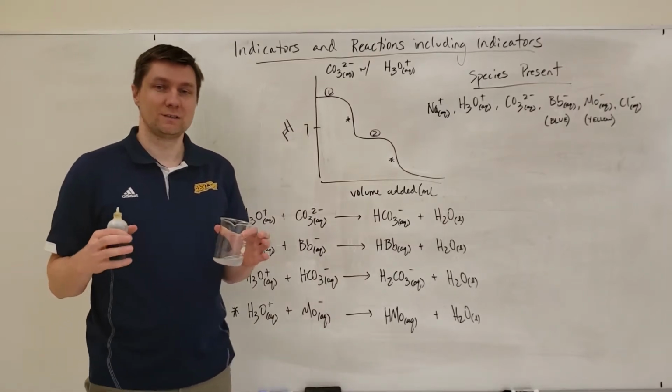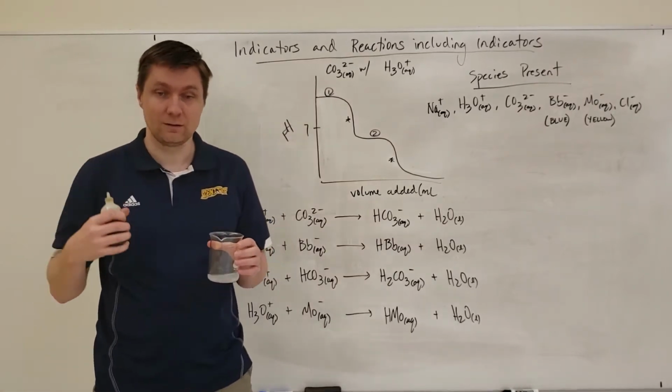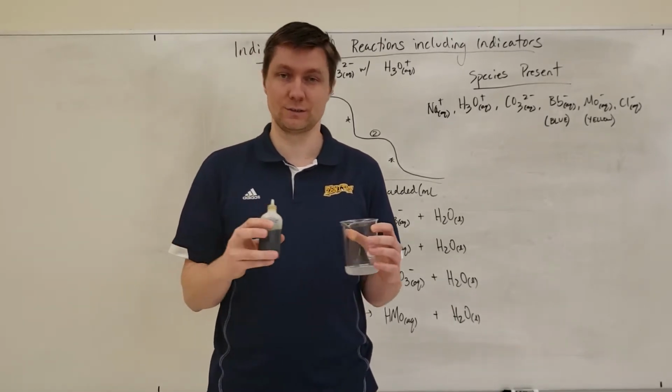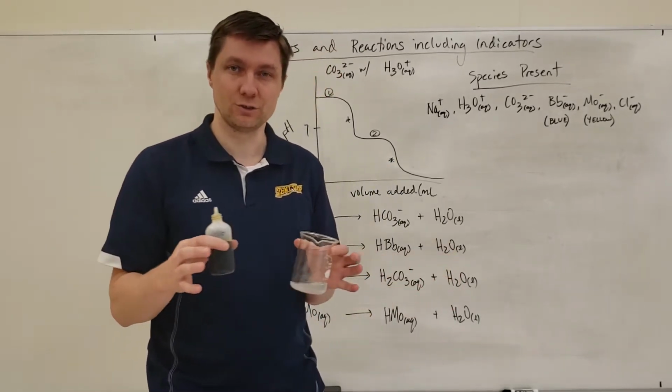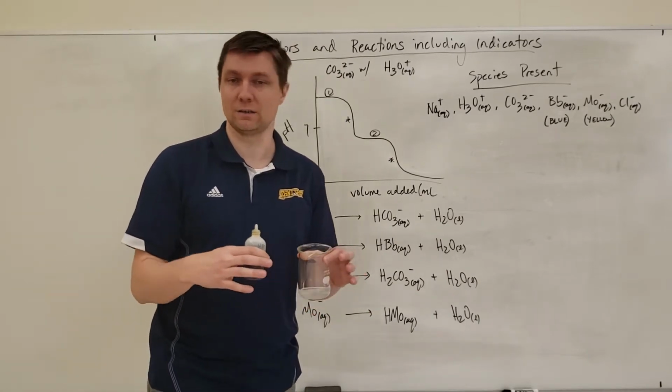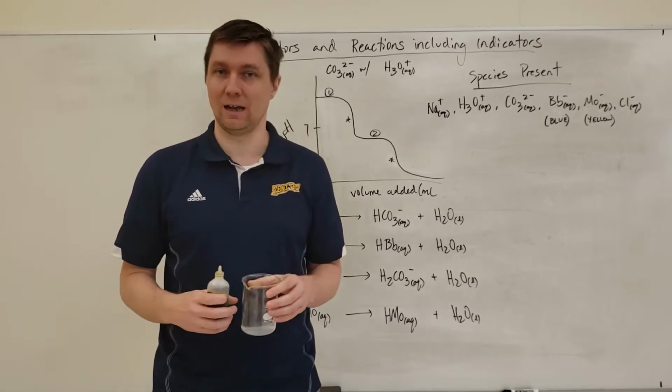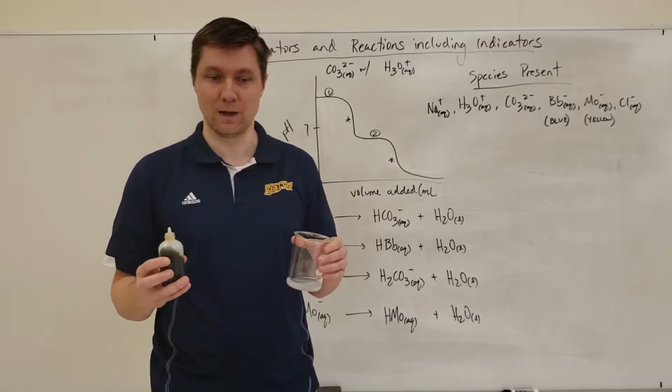Okay, so I want to show you guys just a quick little demo about indicators, and then I'm going to show you how to write indicator equations or Bronsted-Lowry equations using indicators in there to help you describe what's happening. So this is just a carbonate ion solution, CO3 2-.